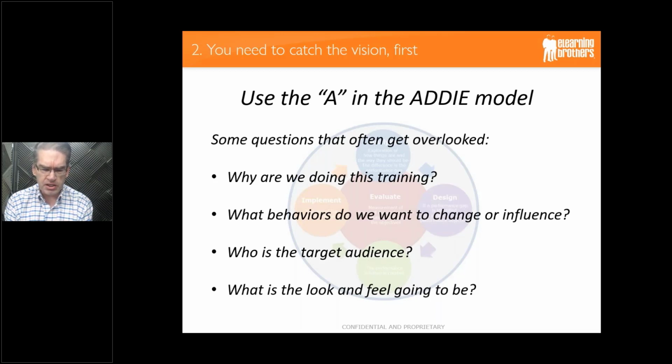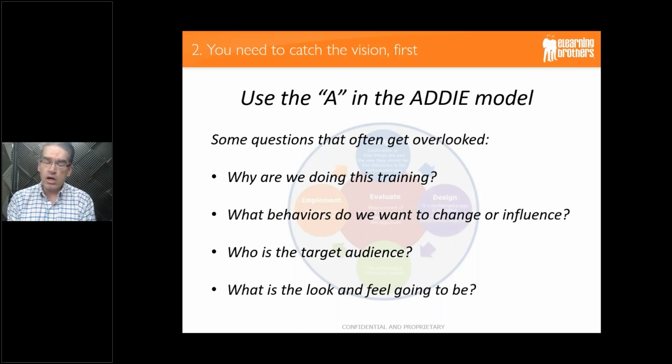And then one of the biggest questions that I think we also overlook is what is the look and feel going to be? And that's reciprocal. We need to share with them what we feel the look and feel is going to be and then give them options. And I'm going to talk a little bit more about that in just a moment. But those are some of the big questions that I ask up front, and then I can start asking more specifics. But I always want to know why we're doing the training. I want to know what behaviors we're going to change, who it is this is targeted for, so that I can target the look and feel and also the vision that I have based on the target audience.